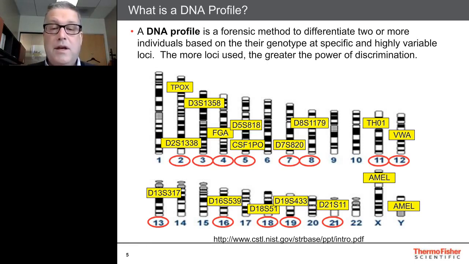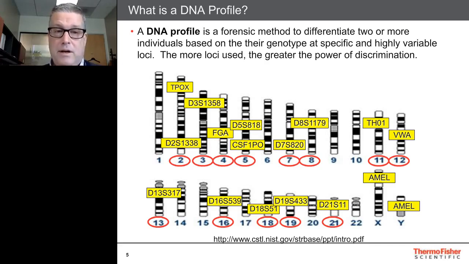So the way that cell lines, or human samples, are most commonly authenticated is using a DNA profile. This is derived from forensic methods that are used to differentiate individuals based on their genotypes at highly variable loci. Illustrated here are some of the loci on the different chromosomes.